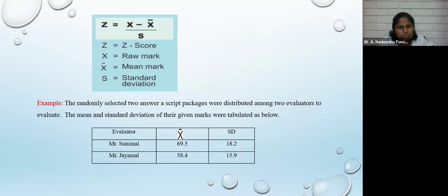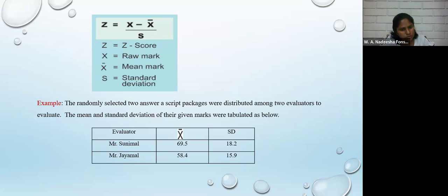Randomly we select them. And you are going to give one pack to Mr. Sunimal to evaluate. He is a teacher. And another pack to Mr. Jayamal. So after some time, they will give us the evaluated papers. Then from Sunimal's there are a total of 10 papers, and from Jayamal's also 10.